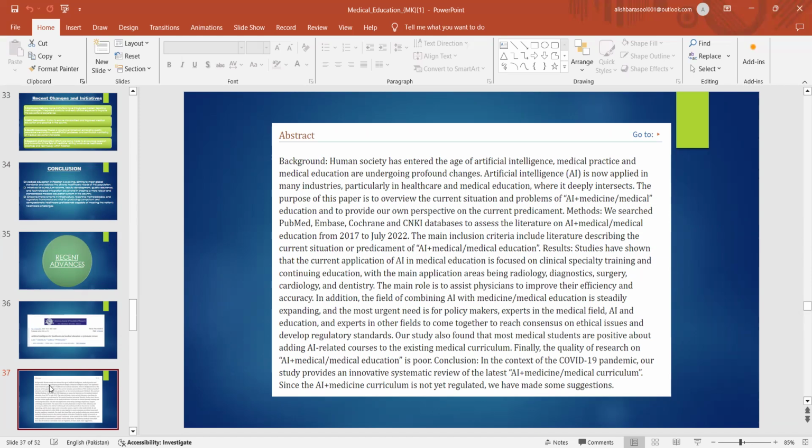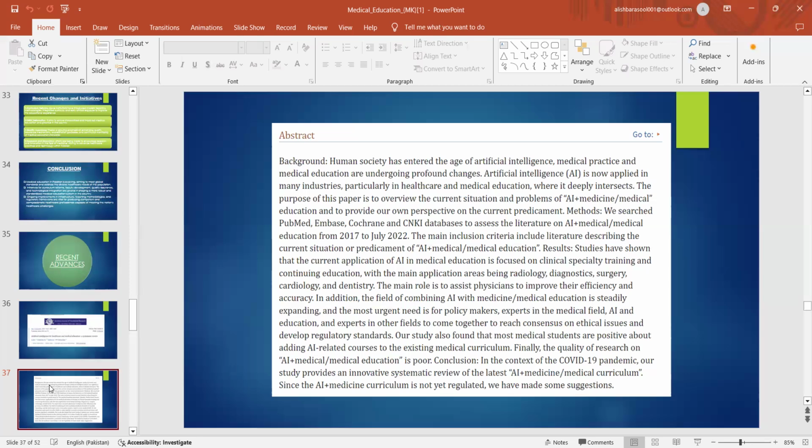We searched the PubMed, Embase, and Cochrane databases to assess the literature on AI medical education from 2017 to 2020 July. The main inclusion criteria include literature describing the current situation or predicament of the AI medical education. Studies have shown that current application of AI in medical education is focused on clinical specialty training and continuing education, with the main application areas being radiology, diagnostics, surgery, cardiology, and dentistry. The main role is to assist physicians to improve their efficiency and accuracy.